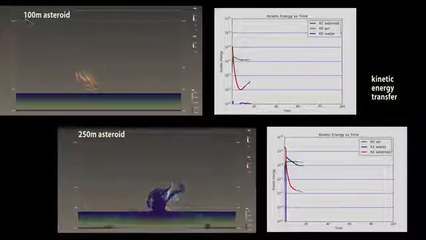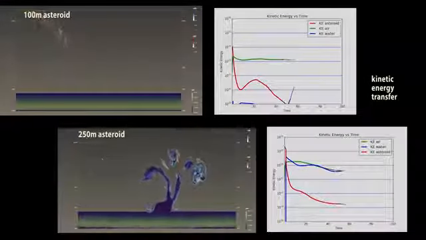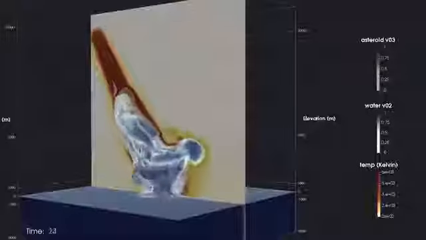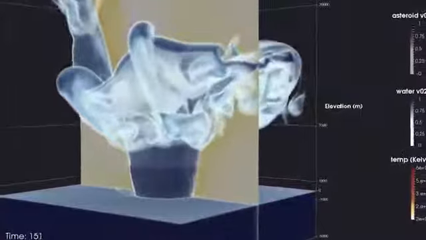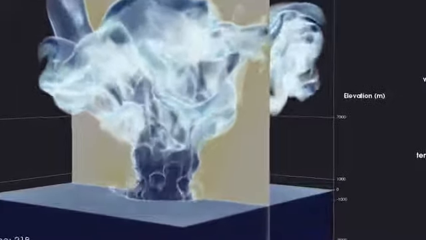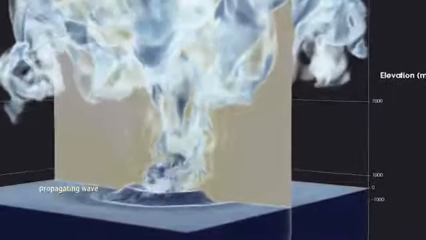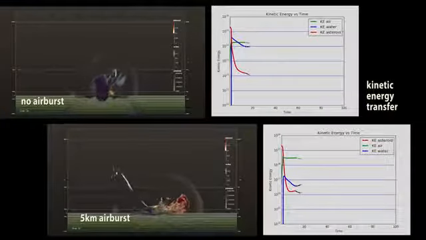Here we see 2 cases varying asteroid size. On the right are plots showing the transfer of kinetic energy from the asteroid to the water and air. Pressure waves in both the air and water show differences in the transfer of kinetic energy. Colliding shock waves in the atmosphere and water, as well as the wind at the water's surface, hinder the creation of a propagating wave. Here we see the difference in energy transfer with and without an airburst.